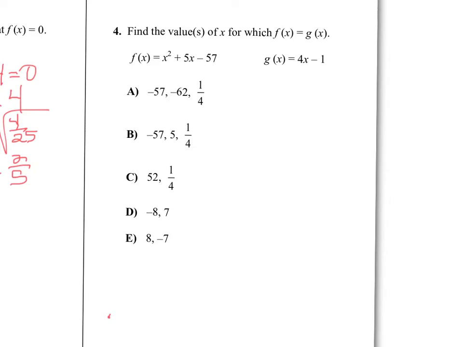Okay, for 4, find the value of x for which these are equal. So I'm going to just set them equal to each other. So I have x squared plus 5x minus 57, and this is equal to 4x minus 1. I get everything on one side so I can factor, because I have the x squared in it. So I'm going to have x squared, subtract 4x, so it's going to be just plus x. Add 1 to minus 57, and I get, whoops, not a plus. This is going to be a minus 56.